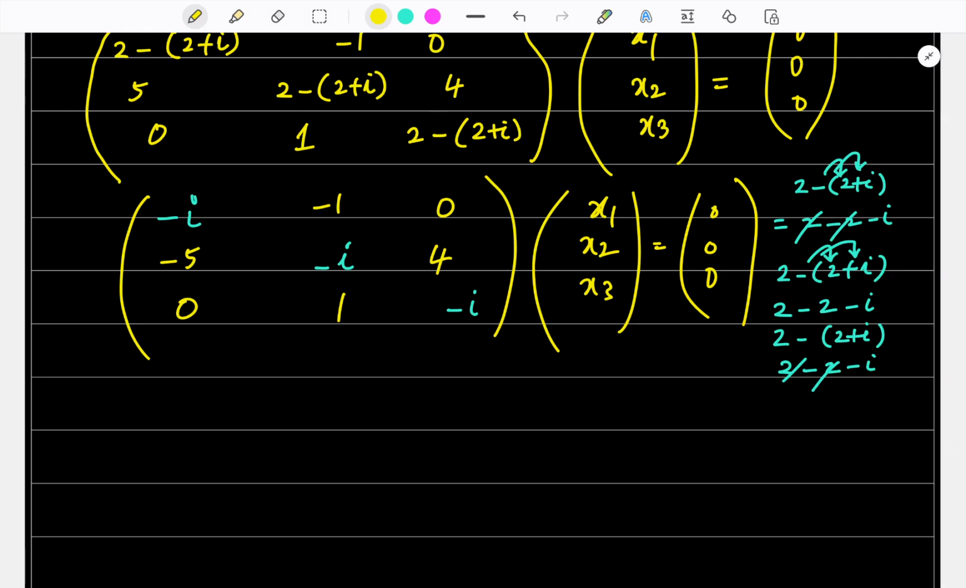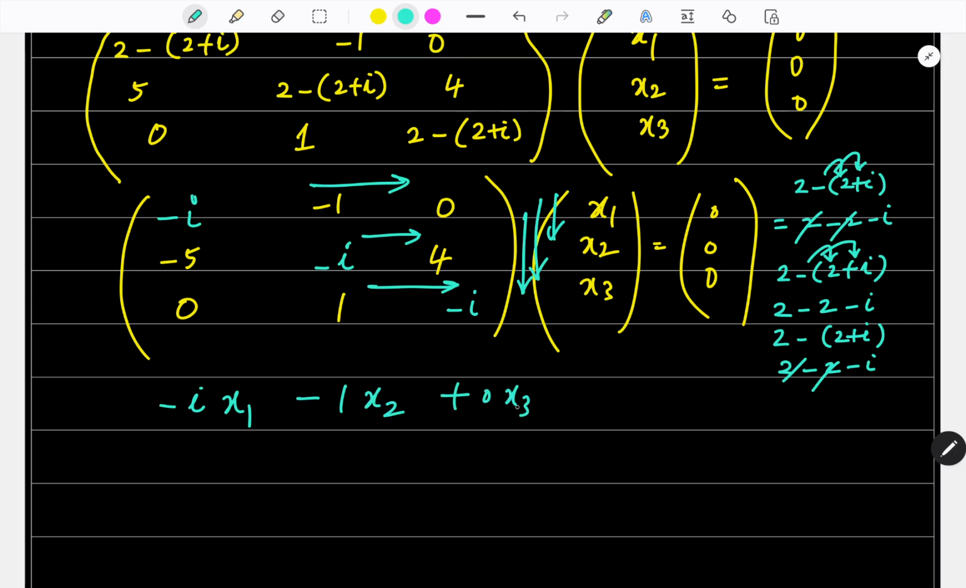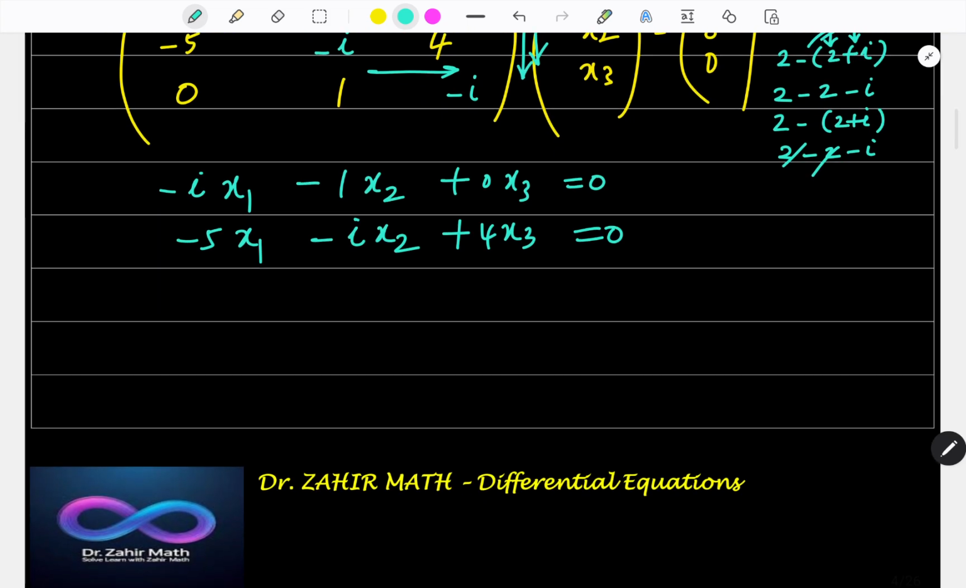So let's start to write the equations. The first equation will be, from the first column, second row, third row: minus i x1, minus 1 x2, and then plus 0 x3 is equal to 0. Then minus 5 x1 minus i x2, and then plus 4 x3 is equal to 0. Let me check whether I am getting a zero vector or not. If I get a zero vector, I'll change my options. Okay, right. So let's start the method of cross multiplication. Start from the middle, end with the middle.